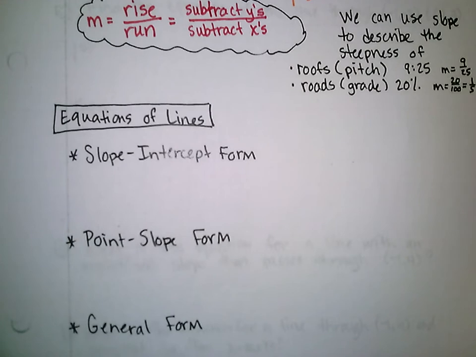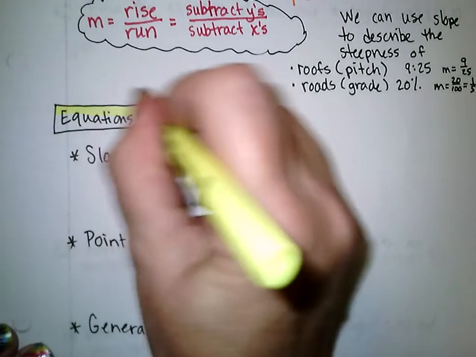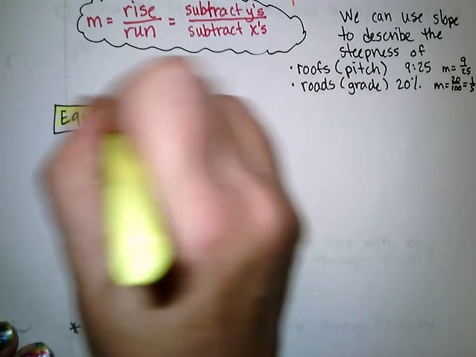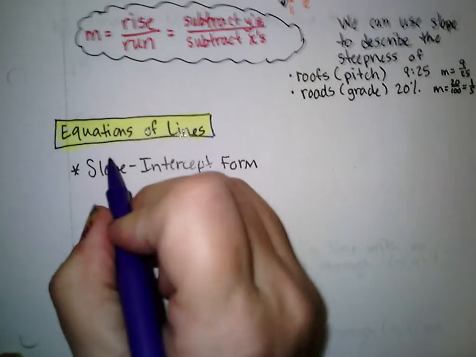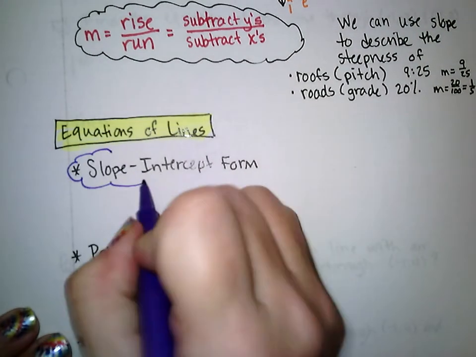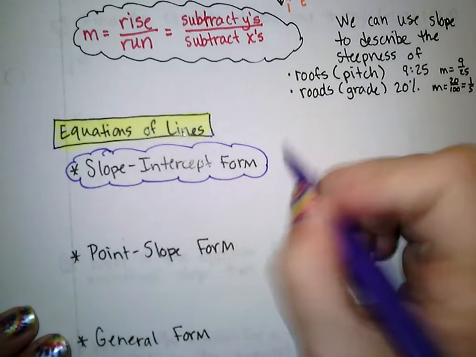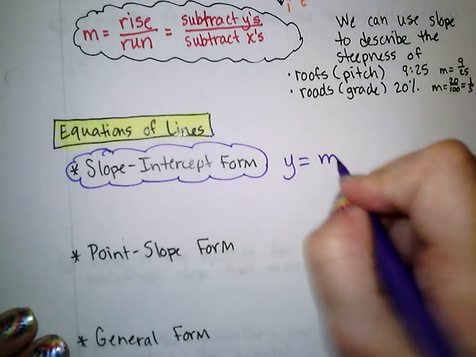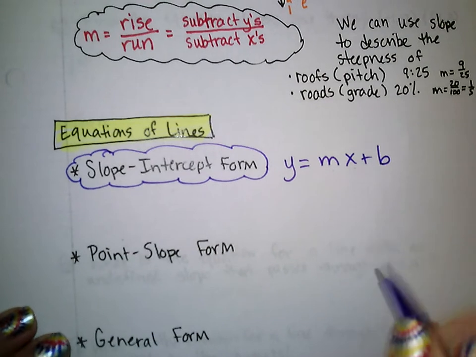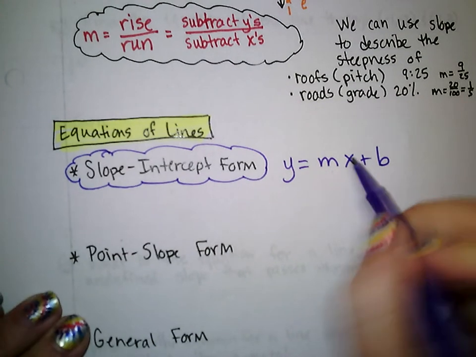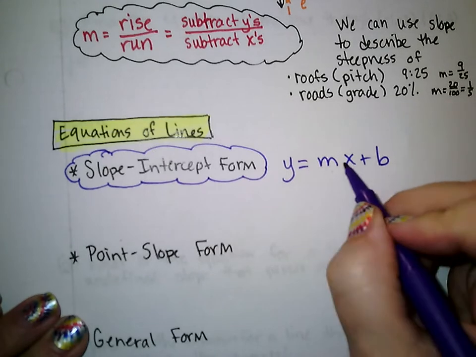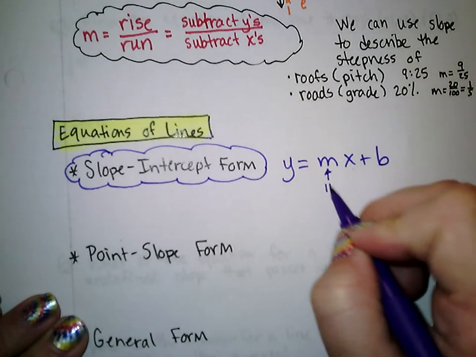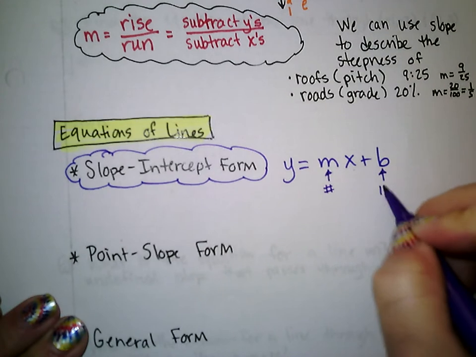Okay, equations of lines. There are a few forms of equations of lines that we want to be familiar with. The first one is slope-intercept form, and we kind of already mentioned that. When you're working with slope-intercept form, that is y equals mx plus b. You're going to have two variables usually in your equation. Y and x are going to be variables. M and b are going to be numbers.